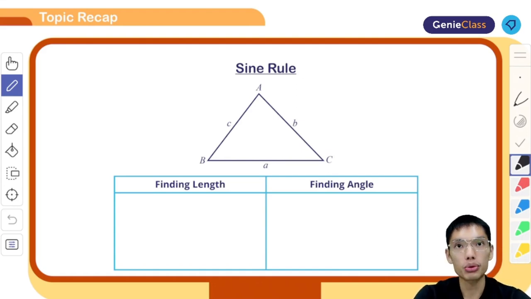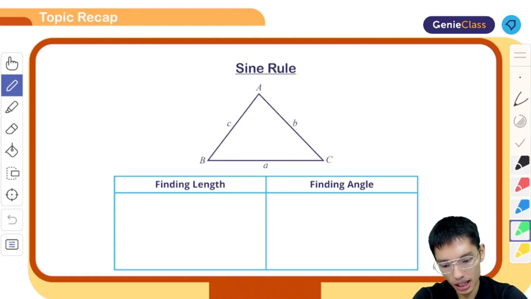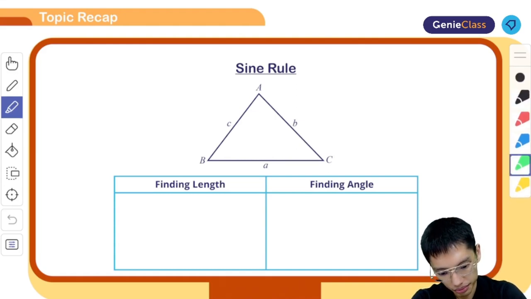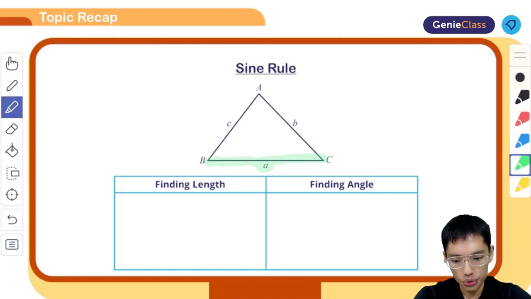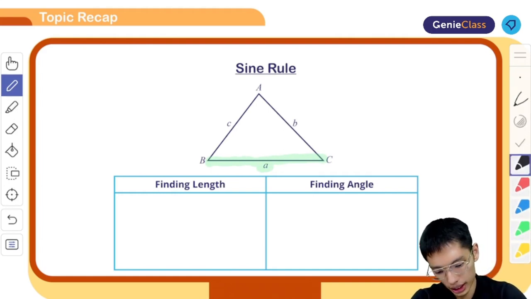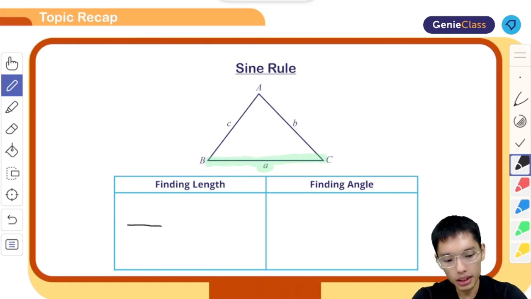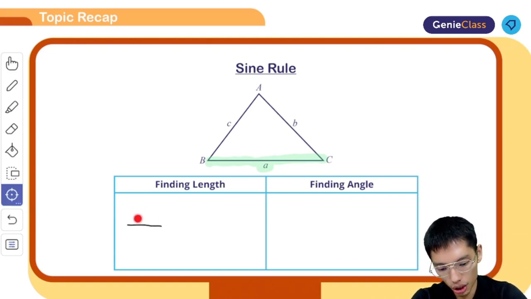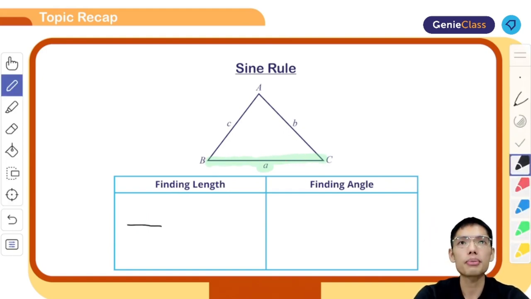So let's say I want to find this particular length over here. Let's say I want to find BC. So let's recap. It's going to be a fraction over here. Can anybody tell me what should I fill in at the top if I'm looking at this side? What is the alphabet that I should put in here at the top? There are only three alphabets, A, B, or C.